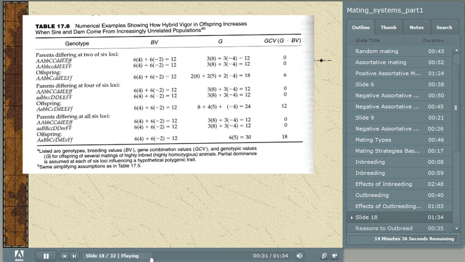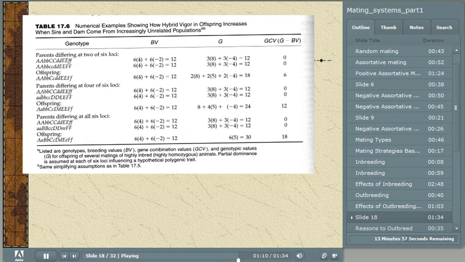So if we look at parents differing at 2 of 6 loci in the first part of the table, we see that their offspring get a gene combination value of 6, and that would be analogous to an increase in performance due to hybrid vigor. If we look at parents in the second sequence where they differ at 4 of the 6 loci, we get more gene combination value or hybrid vigor. And then if the parents differ at all 6 loci, so think of this as mating Angus to Brahman cattle, completely different frequencies from most loci in the individuals, we get an even greater gene combination value or amount of hybrid vigor.